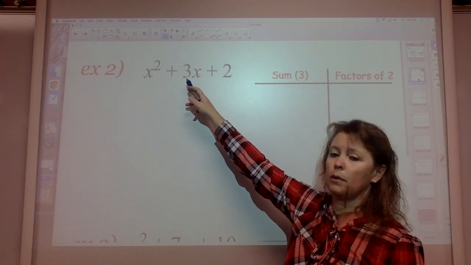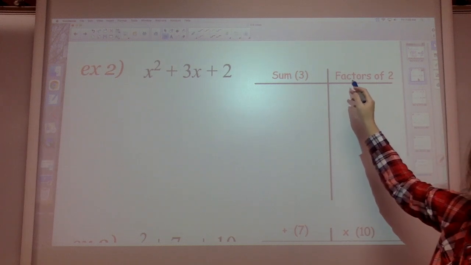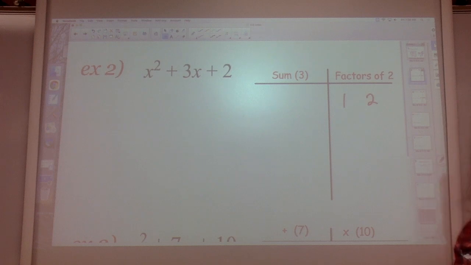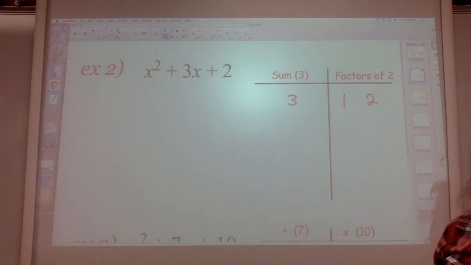It has to have a sum of 3, but a factor of 2. Well, this one's nice. I like this one. You'll like this one because there is only one pair of factors that goes into 2: 1 times 2. And they just so happen to add up to 3. So your two factors are 1 and 2.